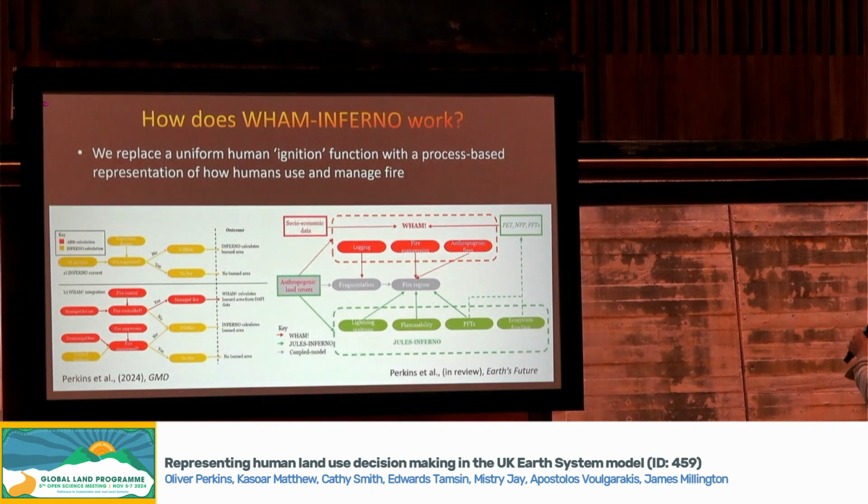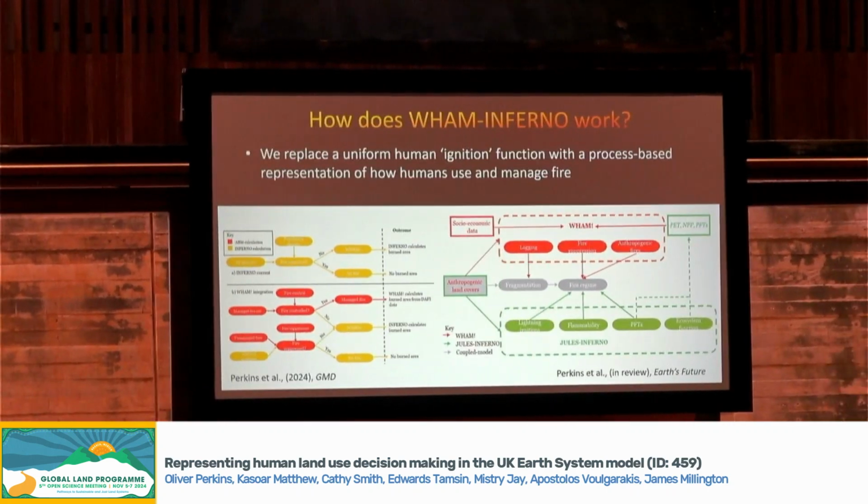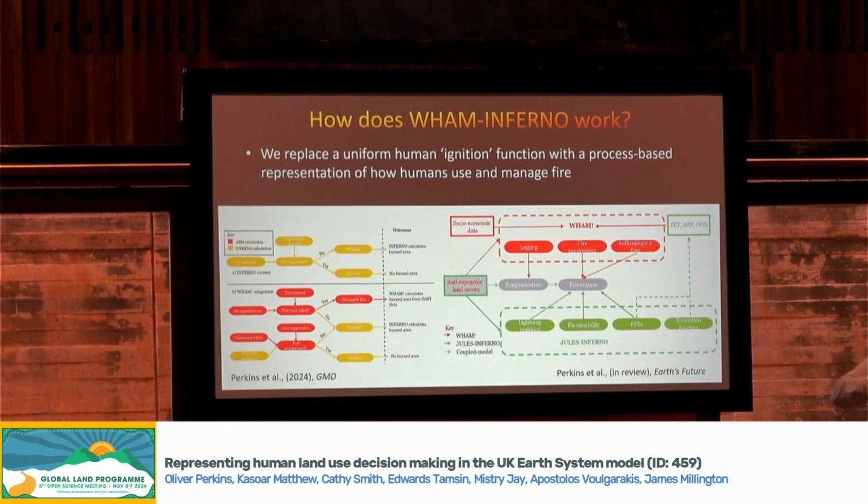So how did we plug this into JULES-INFERNO, which is the fire and vegetation bits of the UK Earth System Model? Well, basically on the top left, you can see how it worked before we got involved, which is that all fires are treated as similar events. And so whether it's a lightning strike in the middle of the boreal forest or a small agricultural burn somewhere in the tropics, they're treating them the same. And so now we're treating these as categorically discrete, different events.